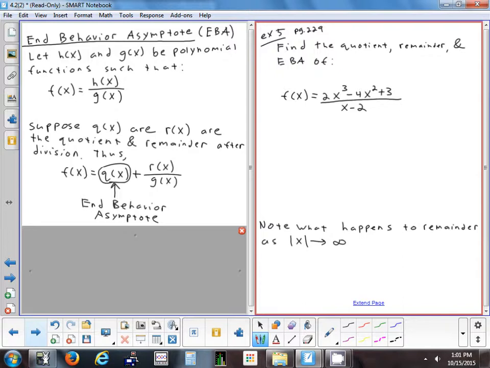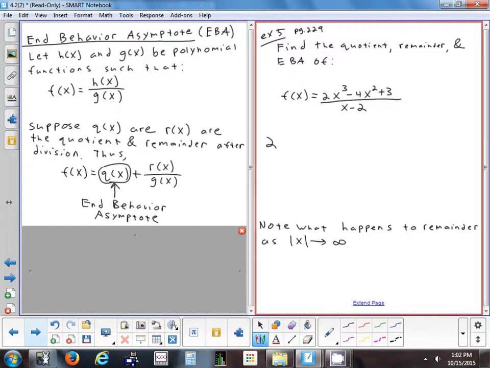Right, so the first one we'll do, we're not going to sketch it right away. Let's just try finding the quotient, the remainder, and then the end behavior asymptote, which is really just the quotient. So it's 2x cubed minus 4x squared plus 3 divided by x minus 2. Could I use synthetic division on this one? Yes. Yeah, it's a linear factor in the bottom, x minus a number.